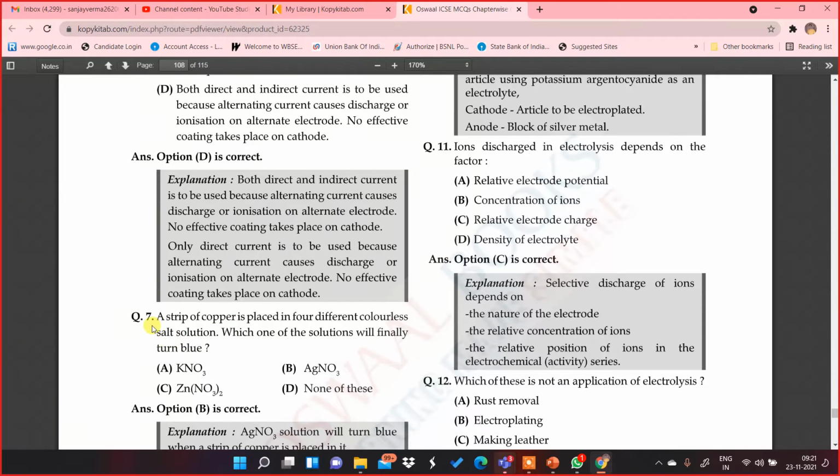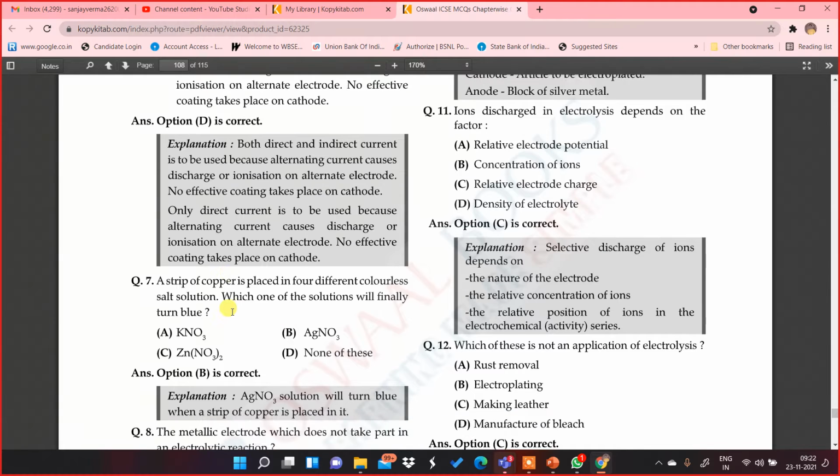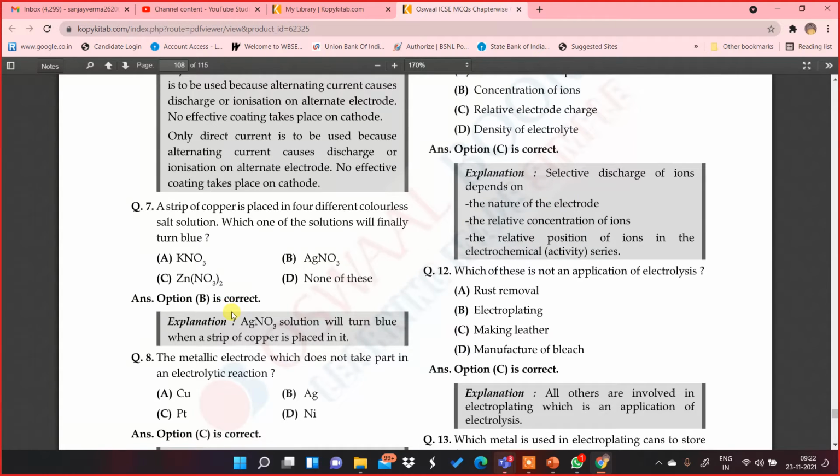Okay. Number 7. A strip of copper is placed in 4 different colorless salt solutions. Which of the solutions will finally turn blue? A strip of copper metal is placed in different colorless salt solutions. Among potassium nitrate, silver nitrate or zinc nitrate, which one of these will turn blue? The answer is AgNO3.